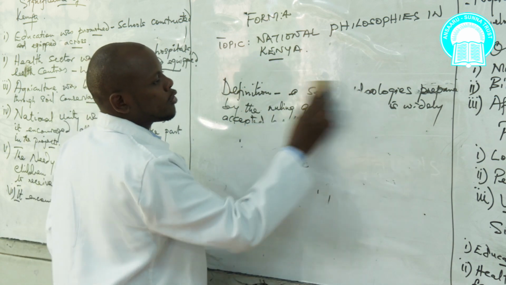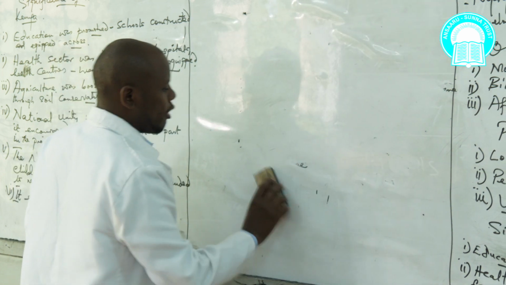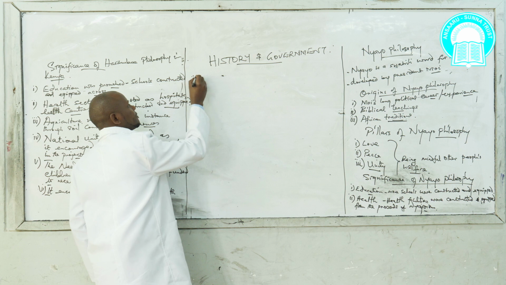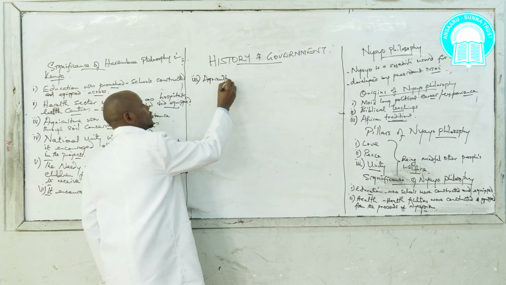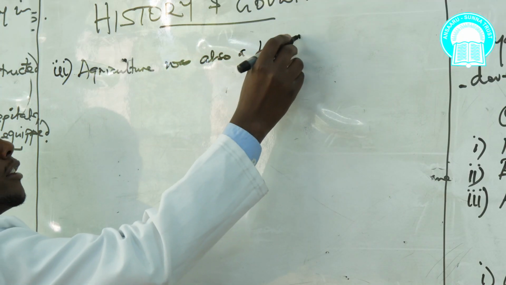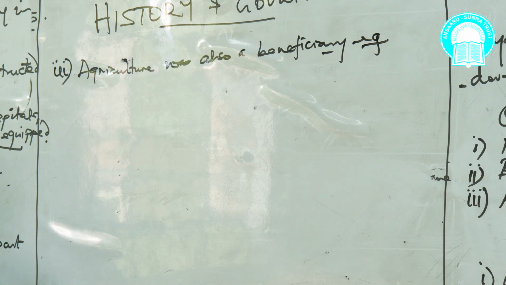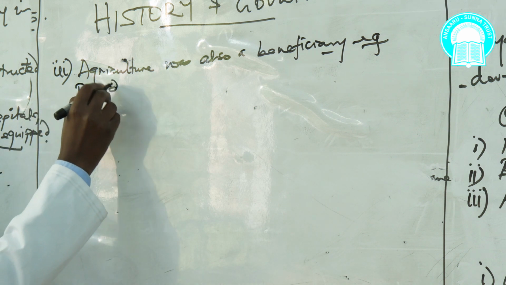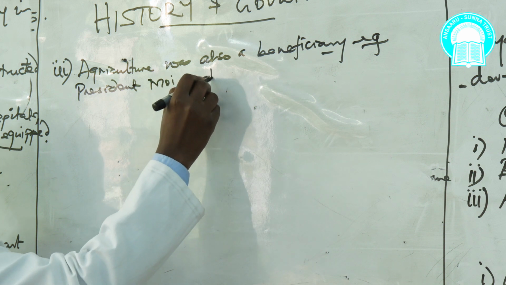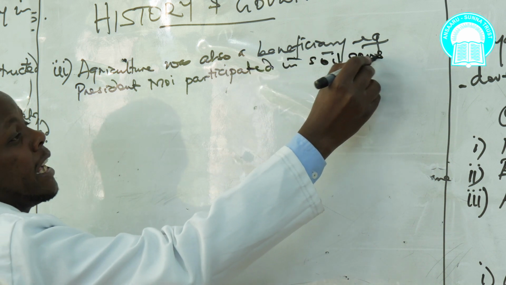Agriculture was also a beneficiary. For instance, President Moi played a leading role in soil conservation measures. Agriculture also was a beneficiary of Nyayo philosophy. For example, President Moi himself participated in soil conservation measures. Himself, in person.